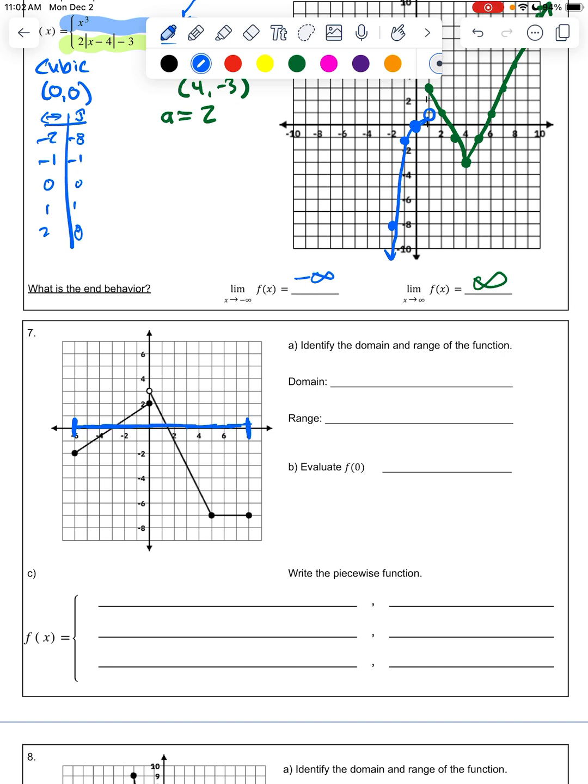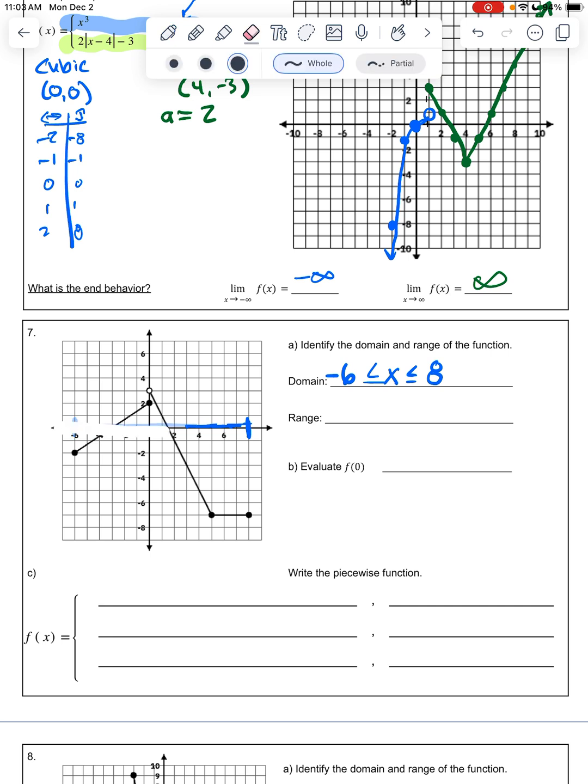Even at x equals 0, even though there's a jump, there still is a definition there. So we're good to go. Our domain, or x values, from somewhere to somewhere. Both of those endpoints are closed circles, so I'm going to put or equal to. Goes from -6 all the way to x equals 8. If there's an arrow, use it. Then that would go to infinity.